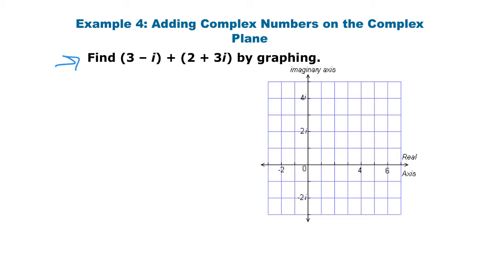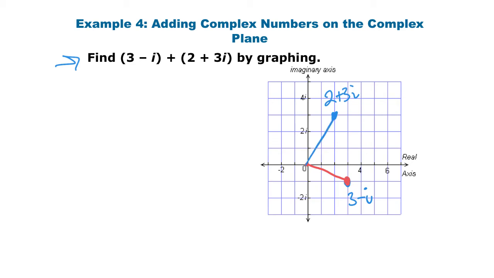So this is a really interesting way to think of complex numbers. So 3 minus i is going to be right here. That's 3 minus i. And then plus 2 plus 3i. So I'm going to graph 2 plus 3i right here. And then I'm going to connect these points to the origin with a straight line. I'm going to use one color for 3 minus i. I'm going to use another color for 2 plus 3i.